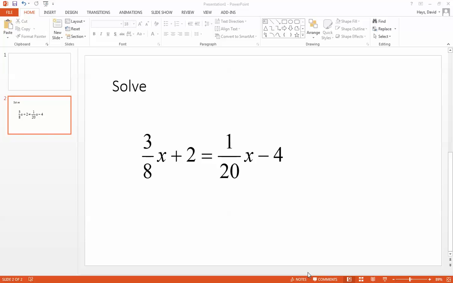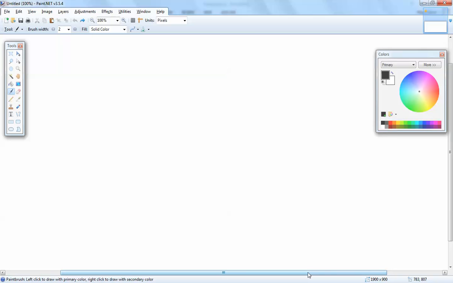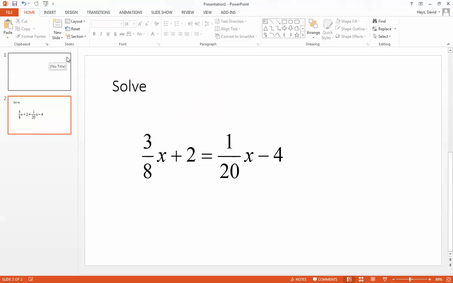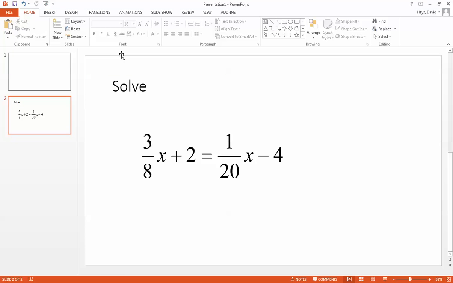Let's take a look at this problem. We've got 3/8x plus 2 equals 1/20x minus 4.